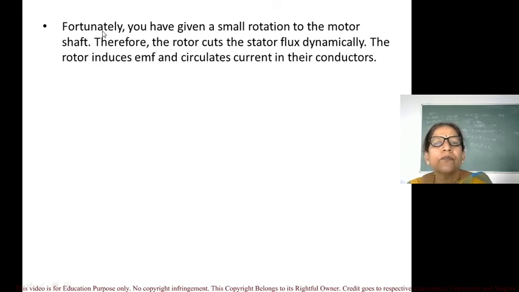So, we see that if now we give a small rotation to the motor, then what will happen? Previously we have seen the points 0 degree, then 180 degree, plus 90 degree and minus 90 degree, and we came to the conclusion that in that case no torque is produced. But if we give a small rotation to the motor shaft, then what happens?